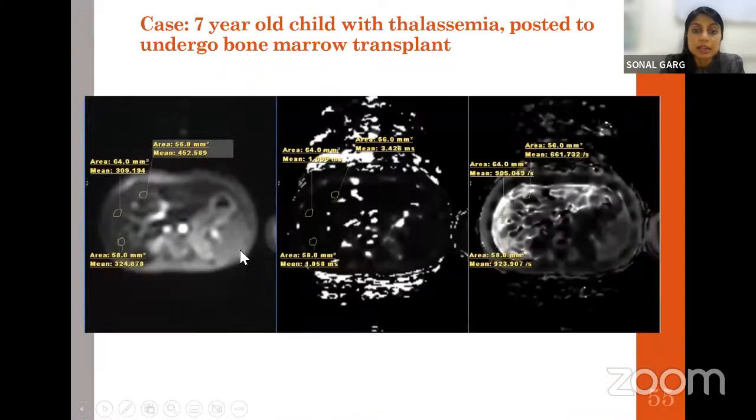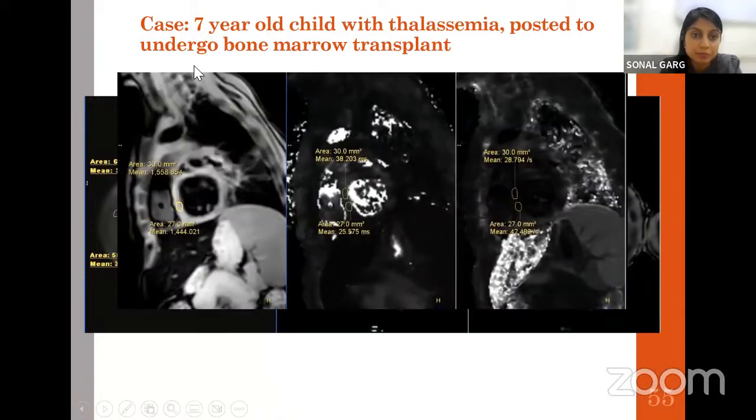This is our next case of a 7-year-old child with thalassemia, and he is posted to undergo bone marrow transplant. So can anyone tell me what this imaging modality is? I can give you three options. One, is this an MR elastography? Two, is this an MRI iron study? Or three, is this ultrasound elastography? Anybody, any guesses? Okay, yes, thank you, Dr. Rita.